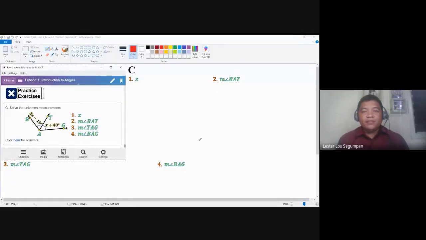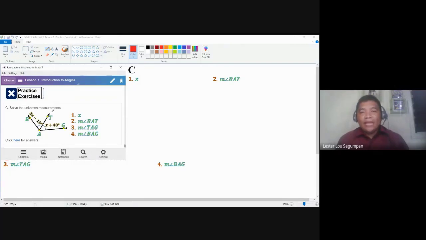Same thing as the previous video, we are going to use here the angle addition postulate. But it's very specific for this practice exercise because of the notation we found in our angle. These notations show that the measurement of angle BAT, represented by 3x minus 10, is equal to the measurement of angle TAG, represented by x plus 40 degrees. In short, ray AT is considered to be the angle bisector.